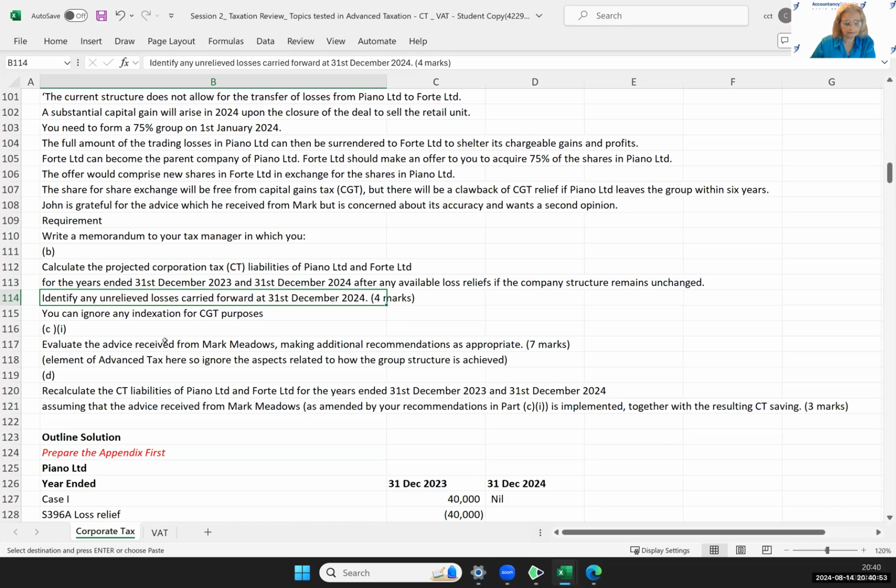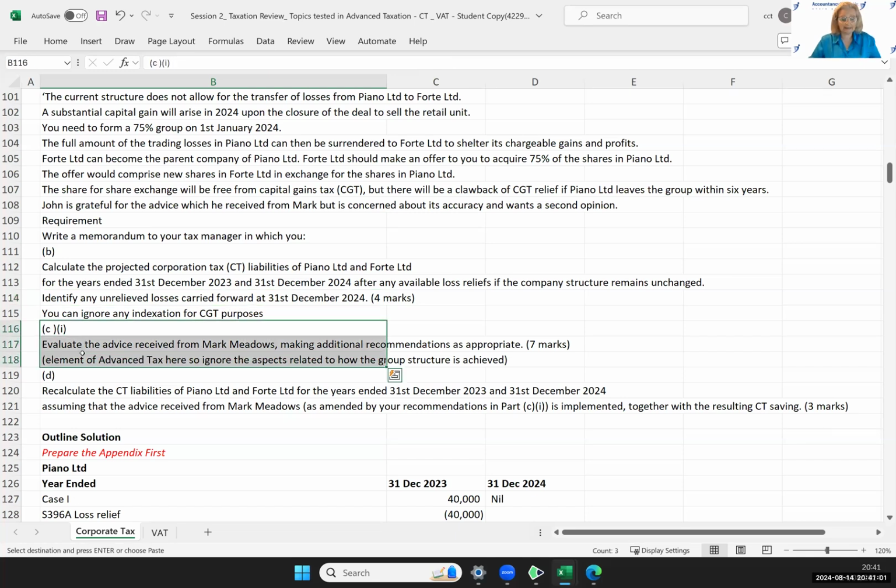The next part asks you to evaluate the advice received from Mark Meadows, making recommendations as appropriate. And there's 7 marks there. So there's some advanced elements there that I've kind of chopped out because that relates to clawbacks and reorgs. But we will have a look at the advice received from Mark Meadows.